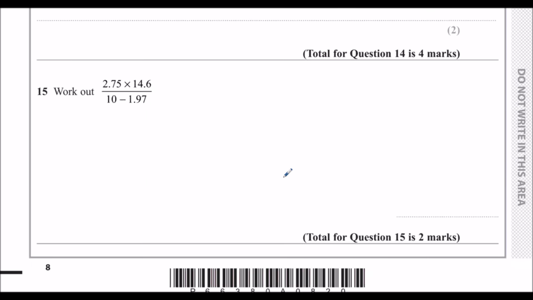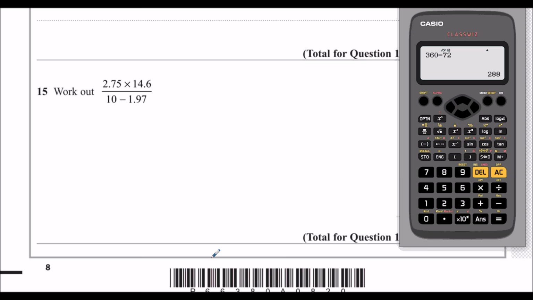Question 15, work out. So we can just type this one into our calculator. I'm going to press the fraction button first. On the top line, 2.75 times 14.6 divided by 10 minus 1.97. I'm just going to press the equals button and we get an answer of 5.